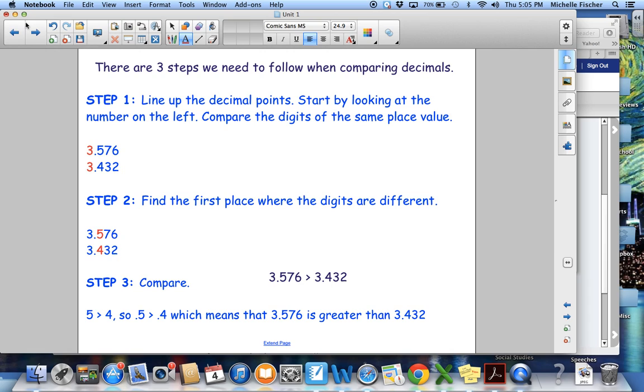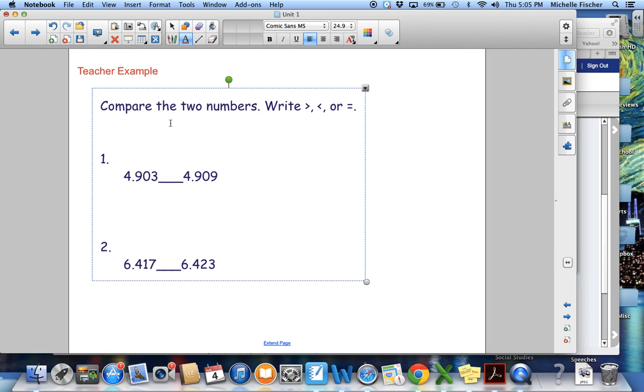All right, let's try another example together. We're going to compare the 2 numbers by writing in greater than, less than, or equal to. So first step that we have to follow for number 1, I'm going to do this right over to the side and I'm going to pick a different color.